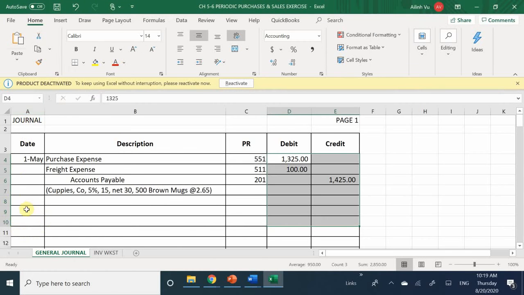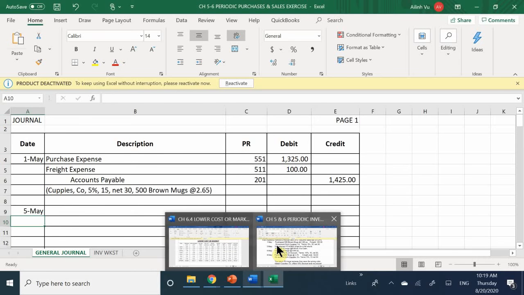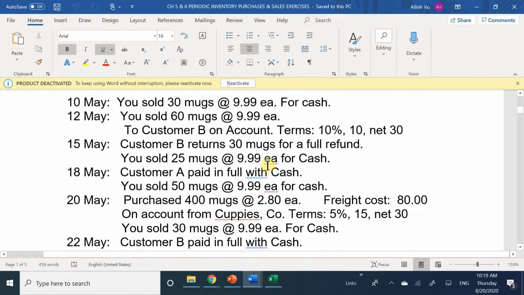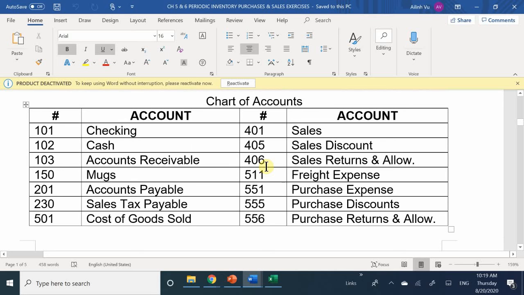Returns and allowances discount. Yes. So on May 5th, let's go ahead and determine what account we actually have available. Do you have a purchase returns and allowances? Yes, and it's account 556.